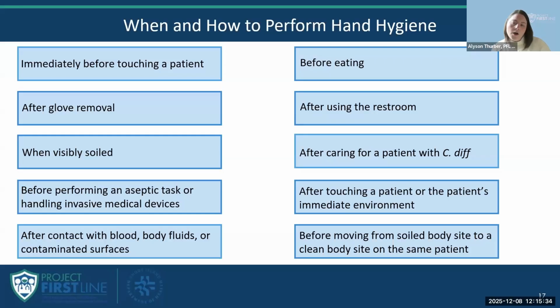Sanitizer, soap and water, sanitizer. All right. So immediately before touching a patient, alcohol-based hand sanitizer is recommended. Now, it's not wrong to wash your hands with soap and water, but again, based upon studies, alcohol-based hand sanitizer has a higher compliance rate. So we want to make sure that we're capturing as many hand hygiene opportunities as possible. And we recommend alcohol-based hand sanitizer because we see that that has a higher compliance. But again, it's not wrong to wash your hands with soap and water.